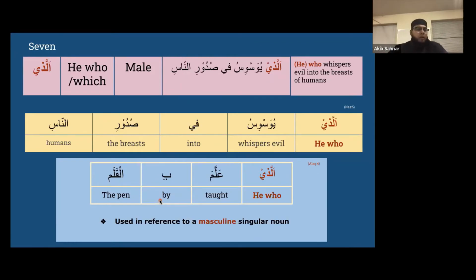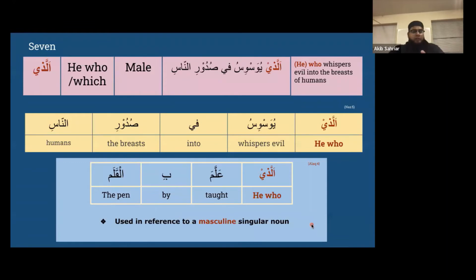He doesn't say again Rabbuka. It would also make sense to say Rabbuka allama bil qalam, that your Lord taught by the pen. But instead of saying that, Allah just referred back to Him using this relative pronoun alladhi, he who, since your Rabb was already mentioned before. Now we're just referring back to your Rabb by saying alladhi, right? So that's just how it works in the Quran, and even in normal Arabic grammar as well. Alladhi allama bil qalam, he who taught by al-qalam, the pen, right? So this is used in reference to a masculine singular noun, right?